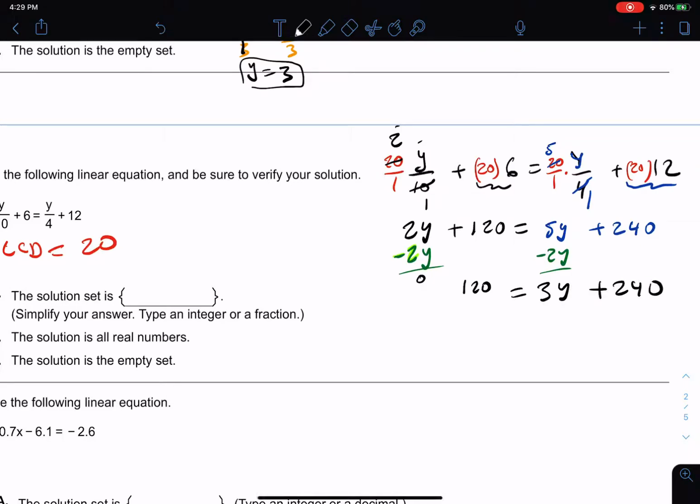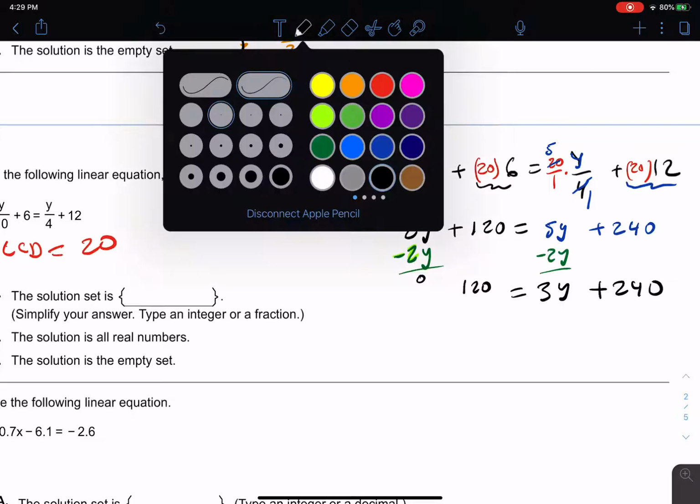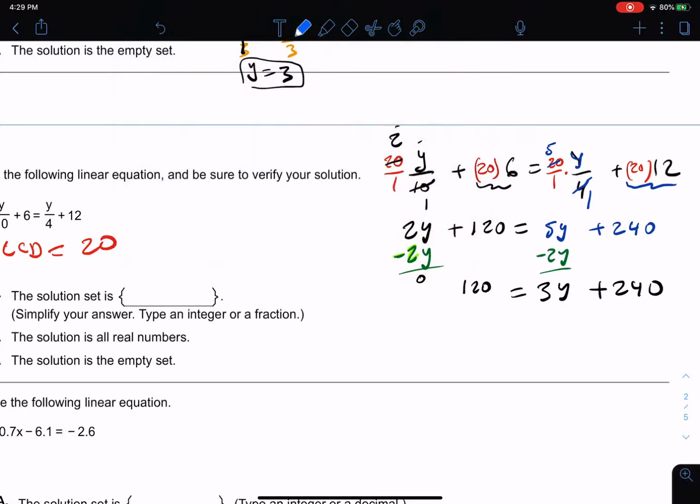Got to get y by itself, so what I need to do is subtract out, right? I've got 240 on the right-hand side of the equation, so I have to subtract out 240 on the right, and subtract out 240 on the left. What's the result? Well, that zeroes out, leaving us with this 3y. And what's negative 240 plus 120? Negative 120.